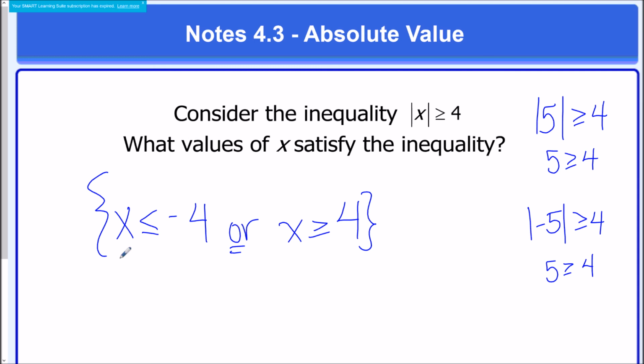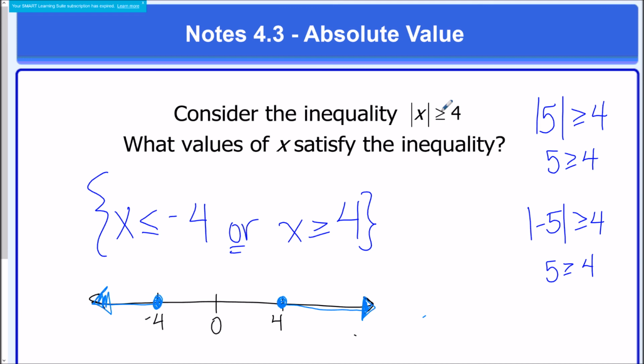So if I were to demonstrate this on a number line, my solution set would now look like this. I would have -4, I would have +4, and anything greater than 4 will work, because all of these values, when I take the absolute value of it, will be bigger than 4. And anything less than or equal to -4 will also work, because if I take the absolute value of any of these negative numbers down here, these larger negative numbers, I'll still get a number that's greater than or equal to 4.